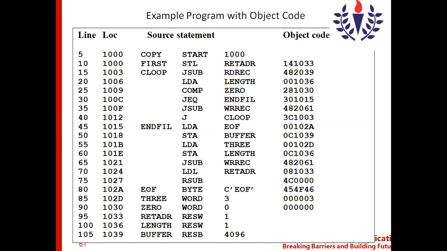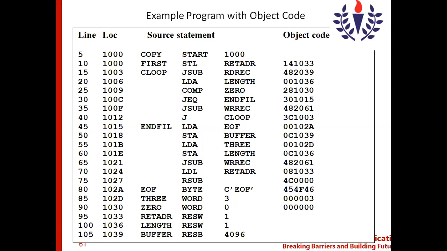Coming to line number 85, you can see the assembler directive called word, and you can find the value 3 in the operand field. The meaning of this is that word is used to assign or generate an integer constant. So it assigns the constant 3 to the label.